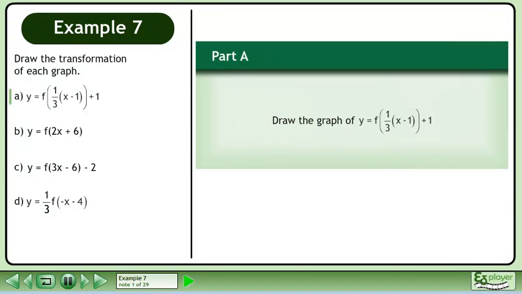Draw the transformation of each graph. In part A, we'll draw the graph of y equals f of 1 over 3 times x minus 1, plus 1.